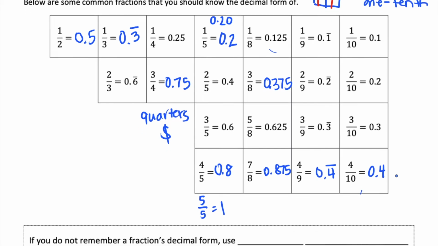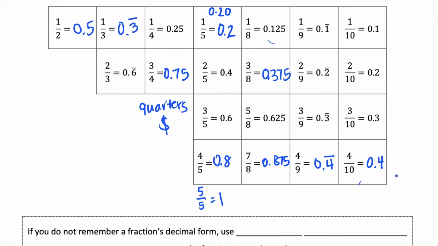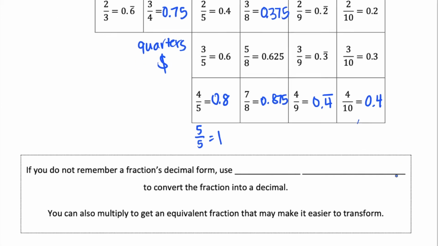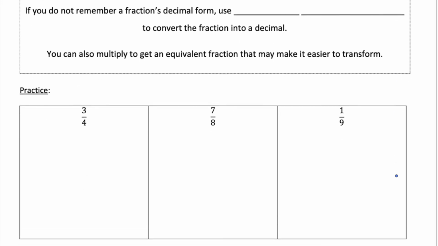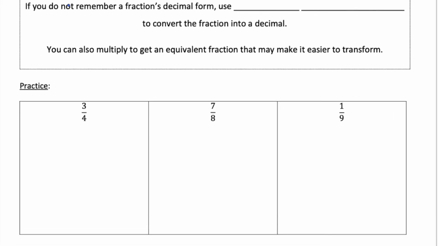So these, like we said, are going to be ones that you try to memorize, but if you can't, there's a few ways you can get to it. So if you don't remember a fraction's decimal form, you can either use long division to convert it into a decimal, or you can actually multiply it to get an equivalent fraction that may make it easier to transform. So down below, we're going to try both of those methods.